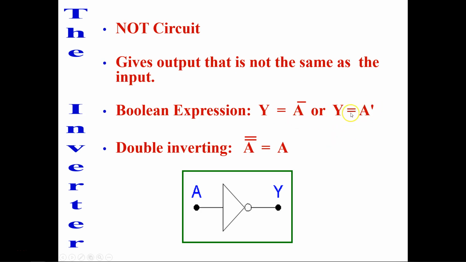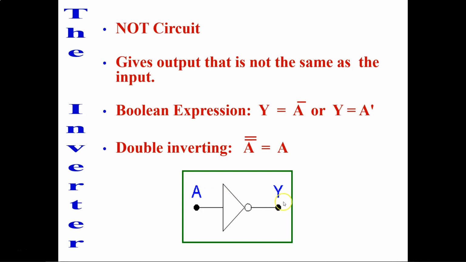So you can use either of ways of writing, it doesn't matter. Now let's see what will happen if we give A is equal to 1. If we give A is equal to 1 here, then the output is going to be inverted by this Boolean expression. So what is the inverted value of 1? It's going to be 0.